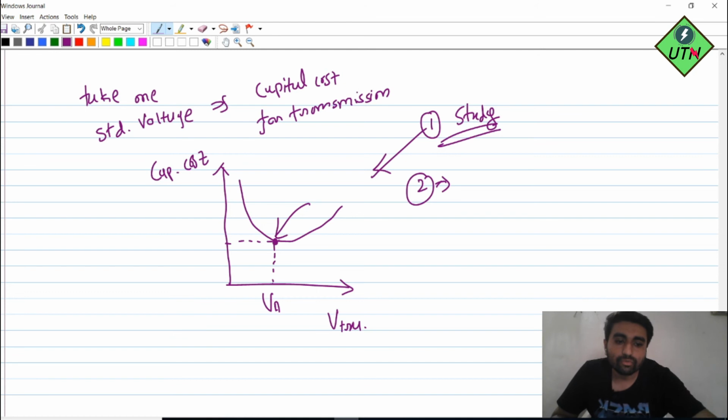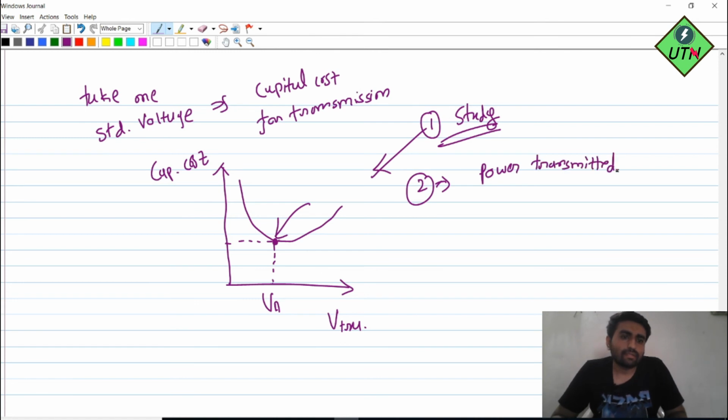And we also have to consider what amount of load is connected, and which kind of load is connected at the particular end. So all these things: the power transmitted, that means the quantity or the amount, in kVA. So we need to also consider the power.